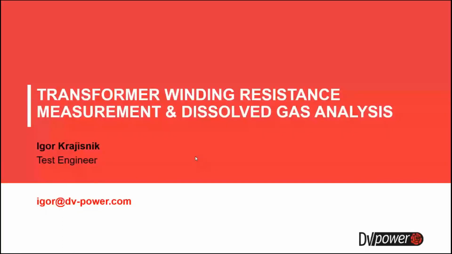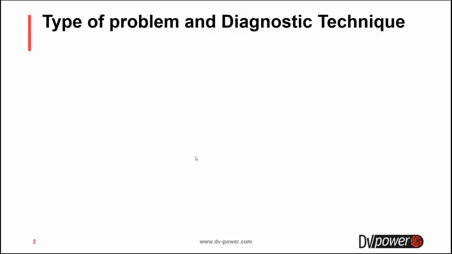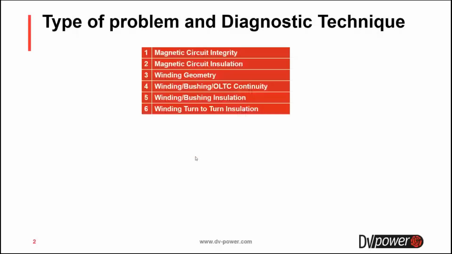Today we will talk about transformer winding resistance measurement and a little about dissolved gas analysis. We can start now. In the first slide, we can see problems we can find on the transformer unit.